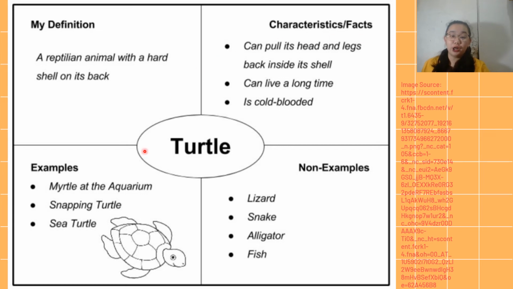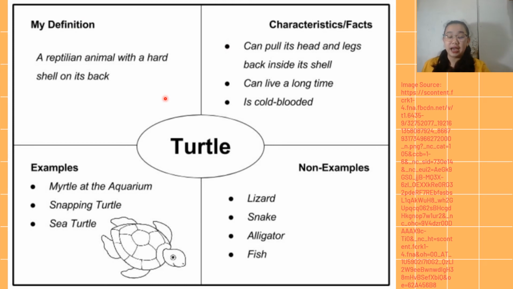In using the Frayer model, first, the teacher should select a word that is an important concept to be learned, can connect to other related terms, and has examples and non-examples of its application. This word will be the basis in order to fill these other elements. For the first element, we have the definition in your own words. In defining the word, the description of the term should be student-friendly.